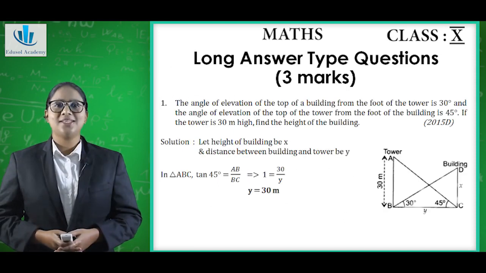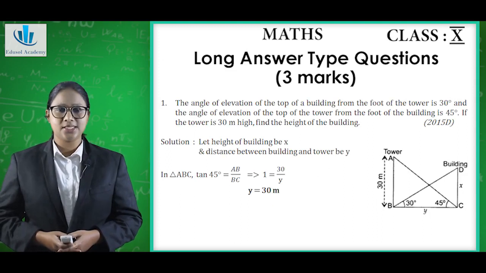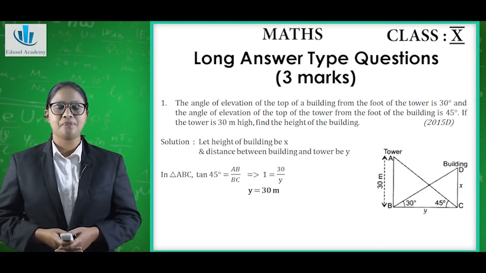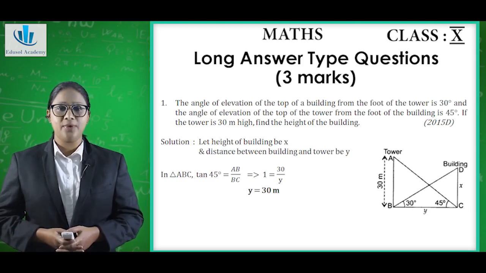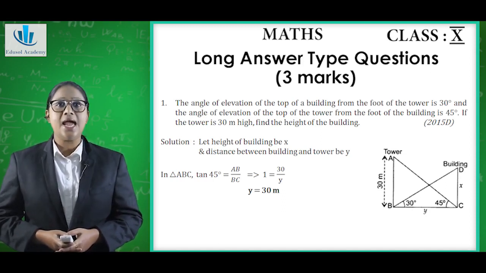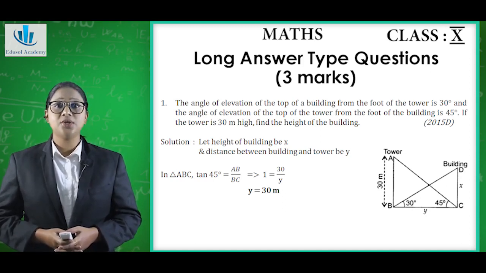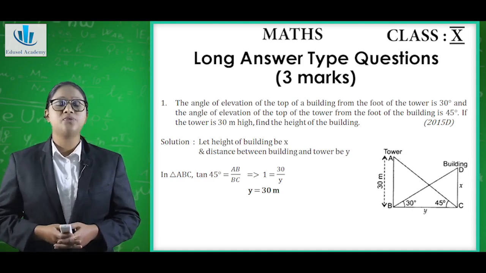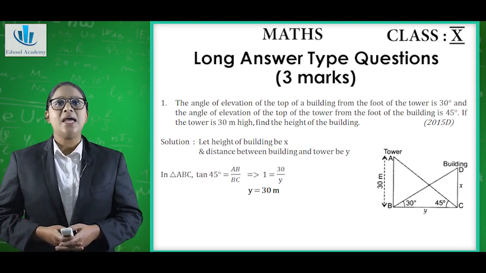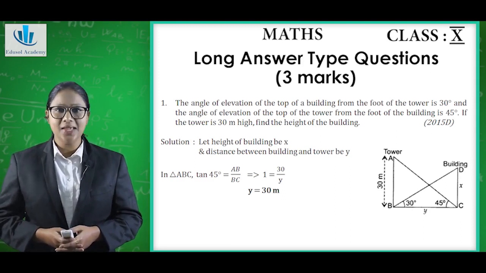Let's move on to the next type of questions, long answer type questions of 3 marks each. The first question. The angle of elevation of the top of a building from the foot of a tower is 30 degree, and the angle of elevation of the top of a tower from the foot of the building is 45 degree. If the tower is 30 meter high, find the height of the building.